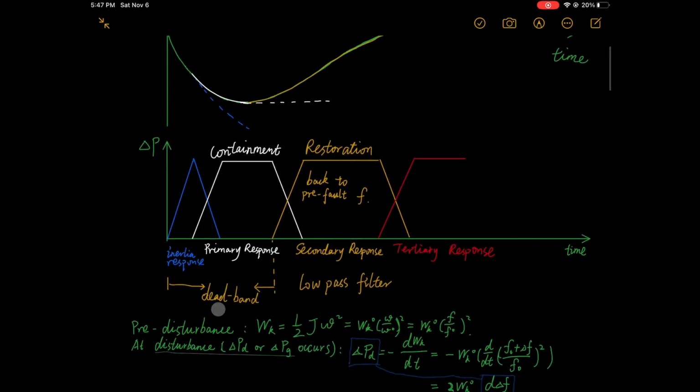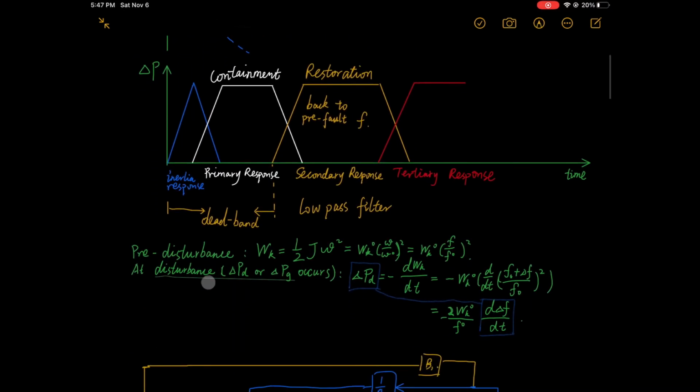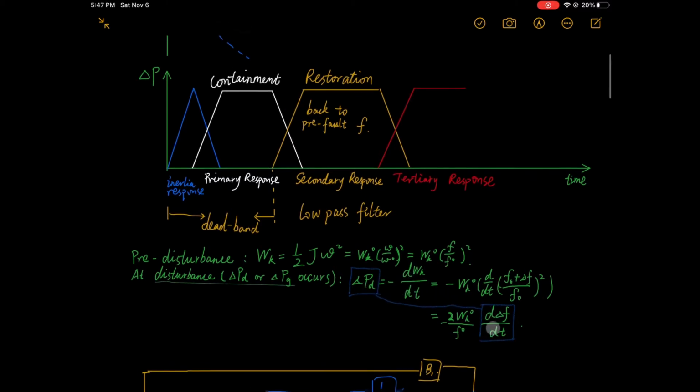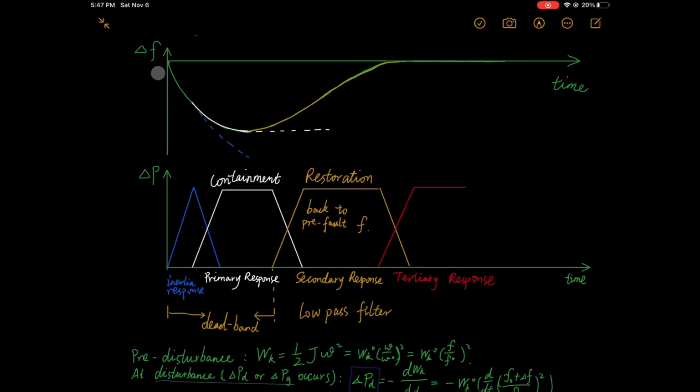to Newton's second law. If you write down the pre-disturbance kinetic energy equation, we'll find it is proportional to the square of frequency. And if we take the derivative of kinetic energy, we'll find change in power is proportional to the derivative of delta F. That is to say, if there is a delta P and we do nothing about it, then there's always a d delta F dt, and this delta F goes to infinity.